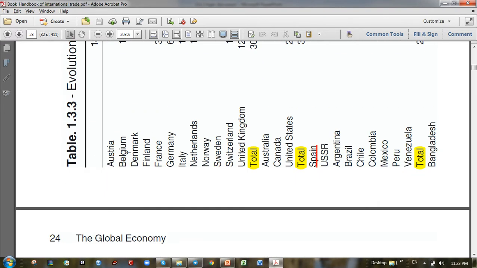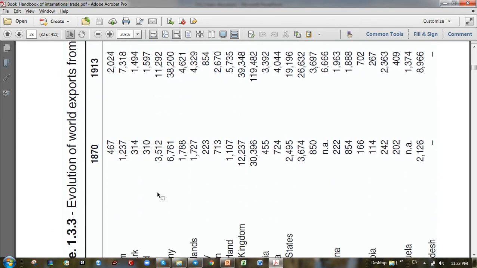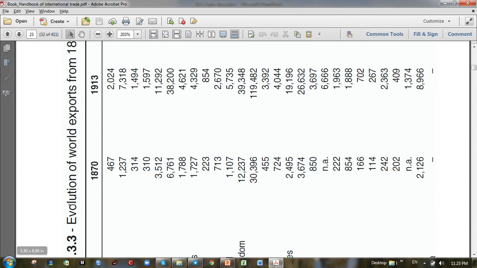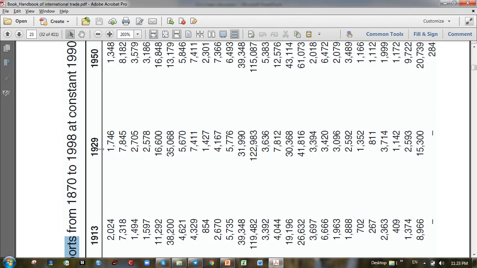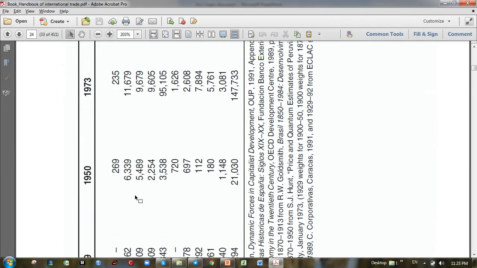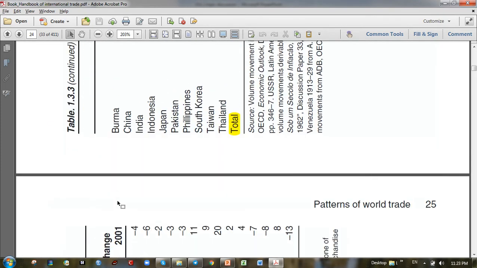So we have here this country, this is the total among these countries, and we have this country in total and this country in total. So what is this number? This number is evolution. What does evolution mean? Like the movement of something, of export, world export from, yes, this one. So continue.